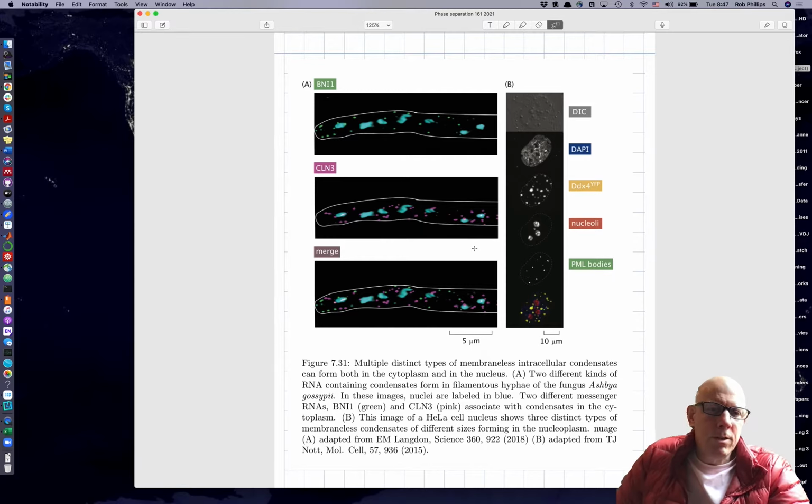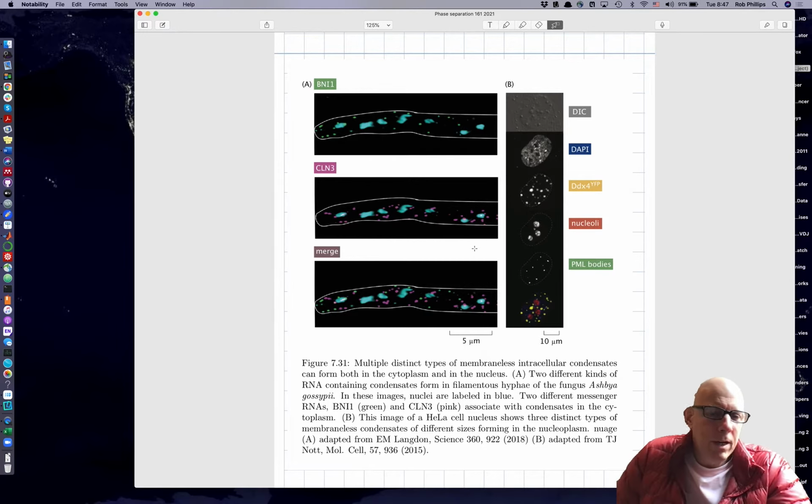And I'm just going to read you at least the one on the left, the caption that we wrote about this. It says, multiple distinct types of membraneless intracellular condensates can form both in the cytoplasm and in the nucleus. A, 2 different kinds of RNA-containing condensates form in filamentous hyphae of the fungus Ashbya gossypii. In these images, nuclei are labeled in blue. 2 different messenger RNAs, BNI1 green and CLN3 pink, associate with the condensates in the cytoplasm.